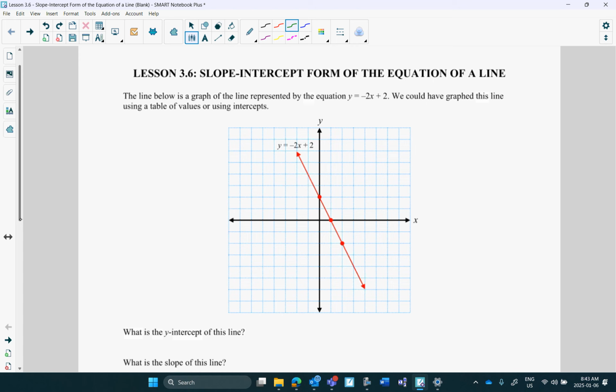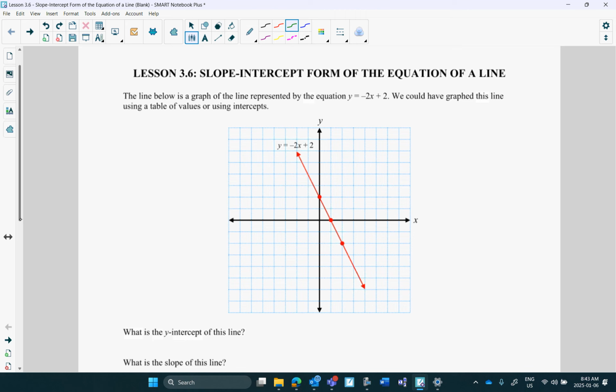Okay. So let's get to this one, which is the third way to graph lines besides table of values and intercepts. And usually this is the most efficient way. Okay? And this is the way that's commonly used.